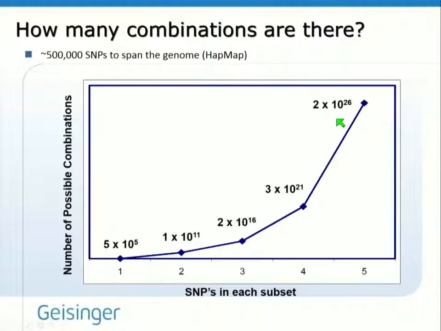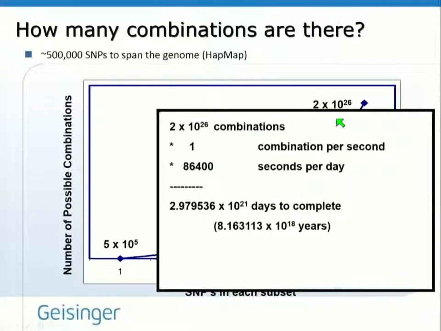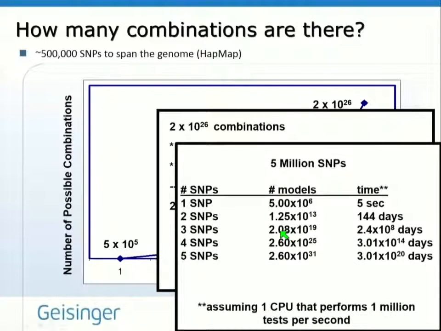He's like, well, I don't know. How fast does your algorithm run? Well, it takes about 1 second per model. And so it was going to take 10 to the 18th years to run the HapMap back in the 500,000 SNP world. Don't we wish we only had 500,000 SNPs? Now we have at least 5 million.